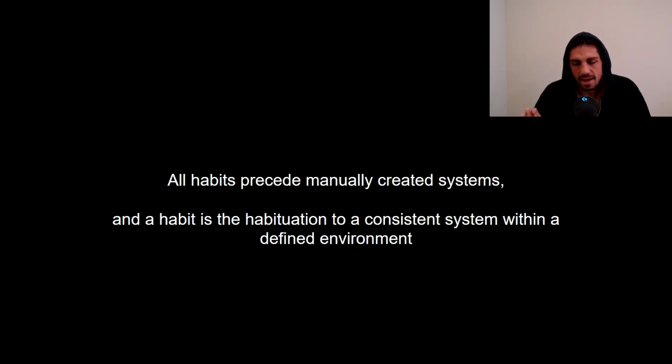The creation of manual systems, because at the end of the day, all habits precede manually created systems. A habit is the habituation to a consistent system within a defined environment. I'm going to read that one more time: all habits precede manually created systems. So when you read books like Atomic Habits, and they tell you that if you want to get to your goals you're going to have to get all these good habits, that is true. But it's not helpful because it doesn't tell you how to cultivate habits. To create a system is actually how you create a habit. You can't create a habit and then create a system afterwards. That doesn't even make sense. So if you want to have healthy habits, you need to habituate yourself to consistent systems within defined environments.